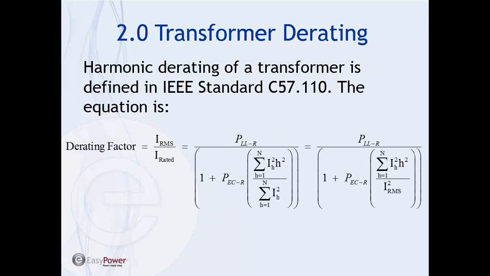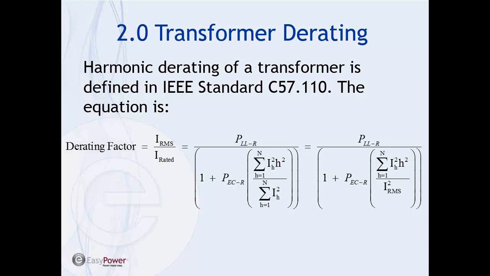Transformer derating is specified and documented in IEEE standard C57-110. The basic equation is here, and there's a lot of text in that standard. Basically it comes down to this: you want to determine how much current, how much RMS current, you can really put through the transformer versus what the rated current of the transformer is. A couple of these terms I'll explain on the next slide.